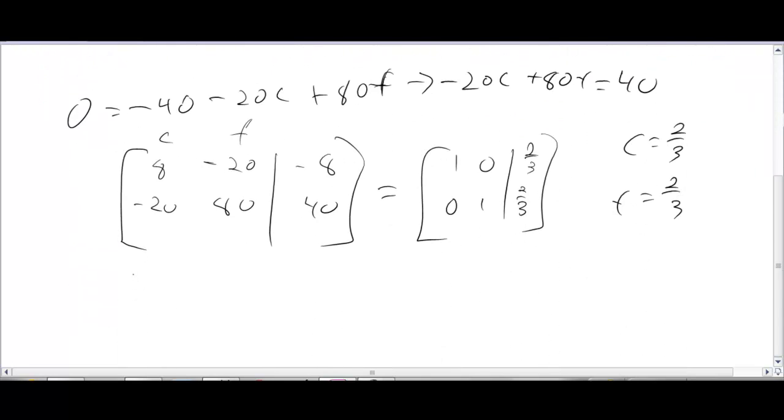But the next big piece is saying, okay, we have some critical point at 2/3, some number, but what is it? Max, min, saddle? I don't know. So how do we check that? Well, that's where the D-test comes in. So the D-test uses the x and y values of our critical point.